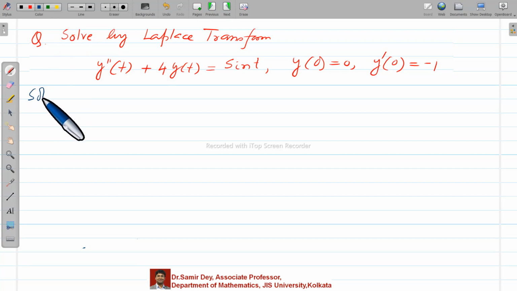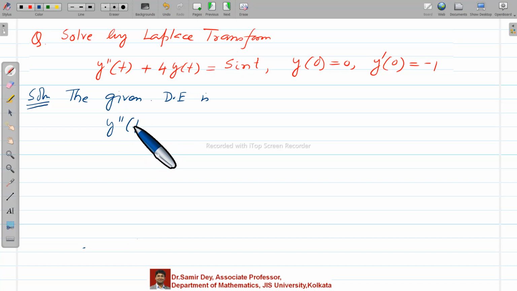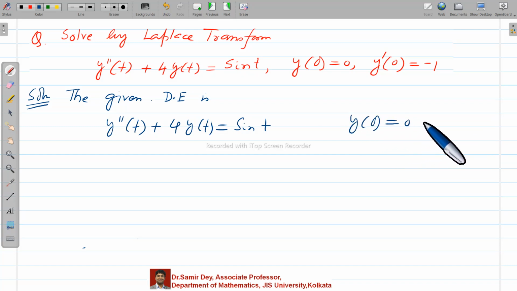Now try to understand the solution. Here we solve this particular problem by Laplace transform. Please write down, the given differential equation is y''(t) plus 4 y(t) is equal to sin t. What about the conditions you have? y(0) is equal to 0 and y'(0) is equal to -1. These are the given conditions.